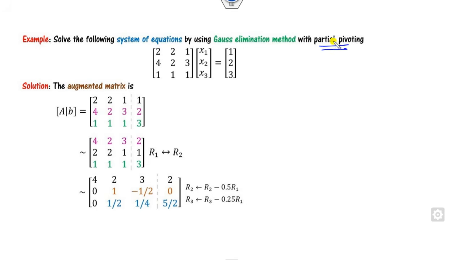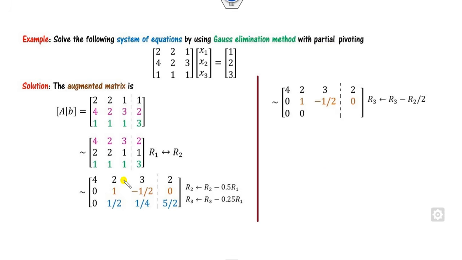Now again, you have to do the partial pivoting. You have to put a box here. Look at the elements below this box. What is the largest element? The largest element is itself, 1. So in this case there is no need to change the row because the diagonal entry itself is the largest value.